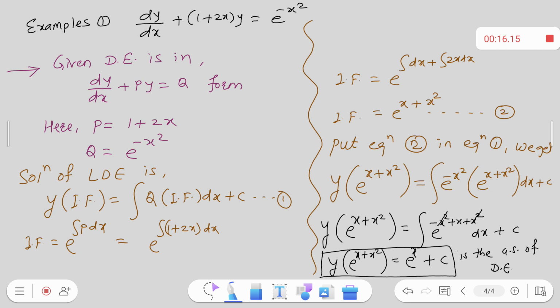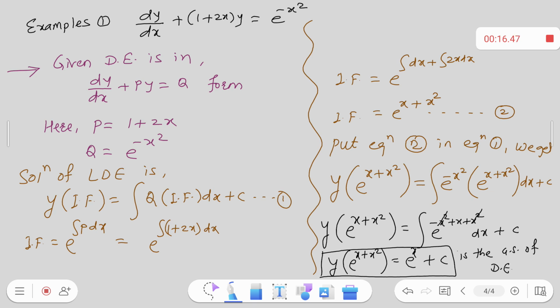First compare it with the standard form, find the integrating factor and put it in the general solution. Very simple to find the solution of a linear differential equation. So only identify which form the differential equation is in. For exact, the differential equation must be in M dx plus N dy form, and for linear, it must be in dy by dx plus py is equal to q form.